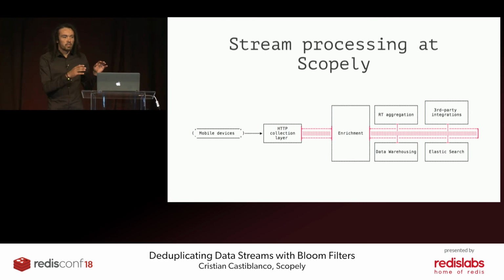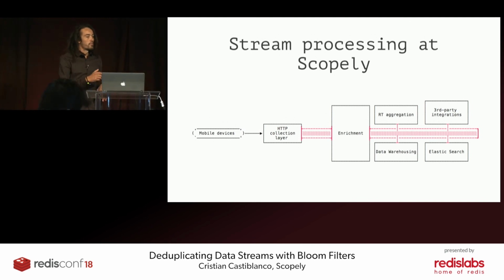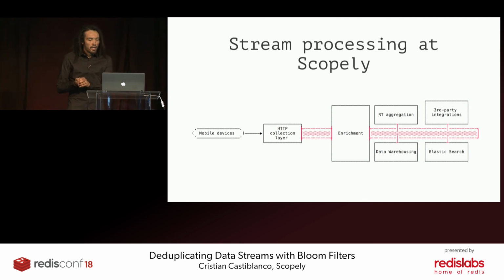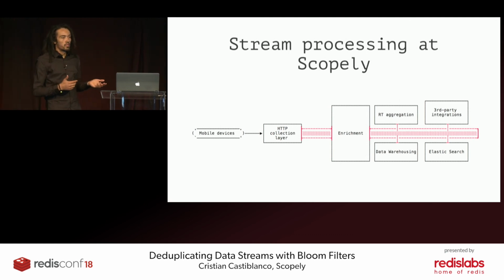So the first application is an enrichment layer, where we take all these events, we add more information to this based on what we know about the users, and then we write that back into a different stream. And from here, there are many applications reading this stream. So we have real-time metrics aggregations for dashboarding. We have data warehousing, Elasticsearch indexing, etc.